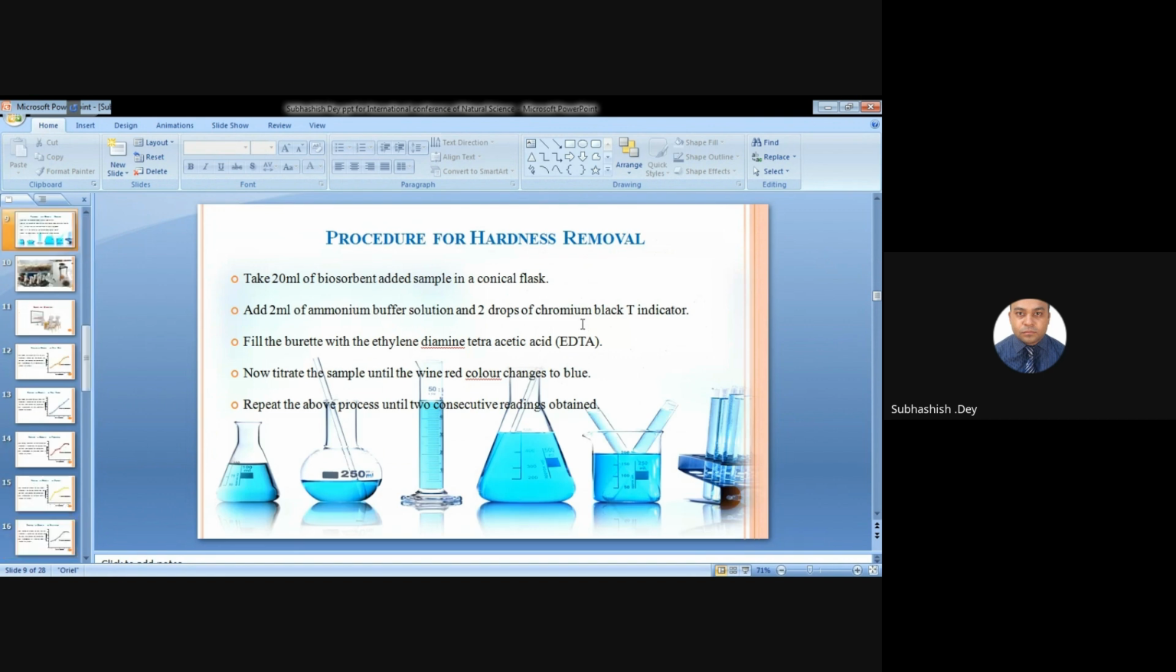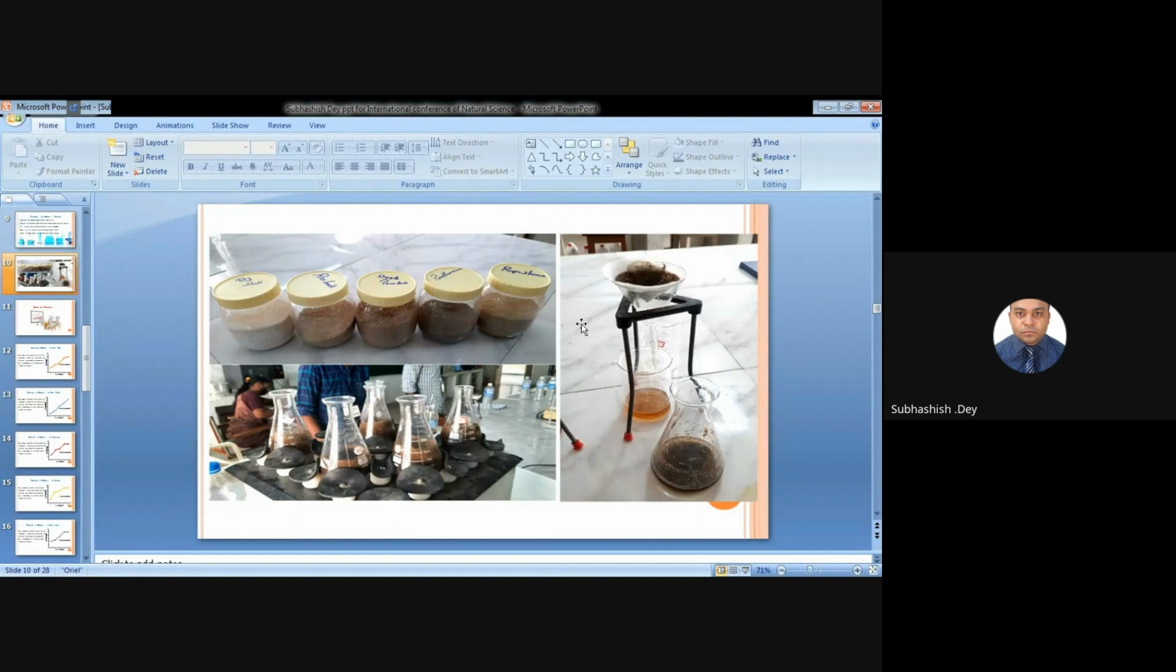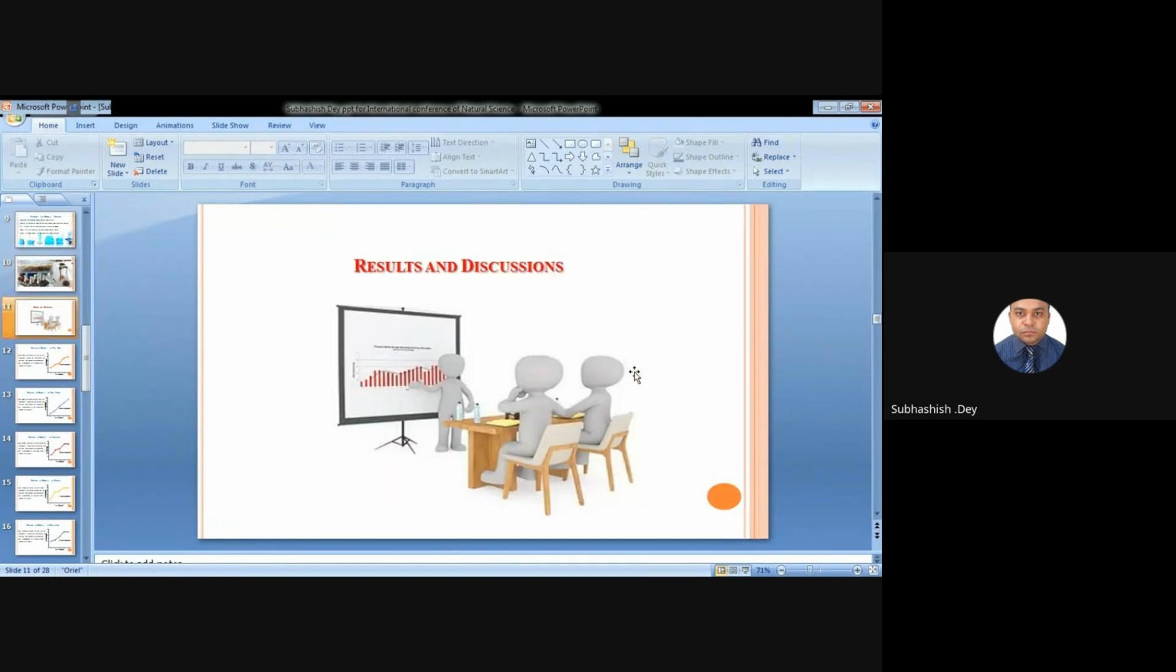We are adding 20 ml of biomaterial to the conical flask, and we have to measure what percentage of the hardness is removed from the water by the titration process also. So this is the biomaterial, and this is the conical flask we are using for the removal. After the application of the biomaterial to the conical flask, we have to mix it in the shaker for 2 hours, then filter the solution, then measure what percentage of hardness is removed from the water.